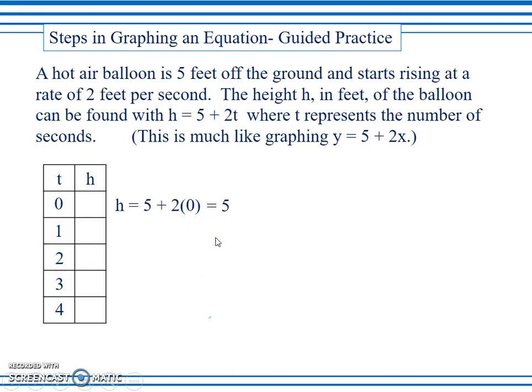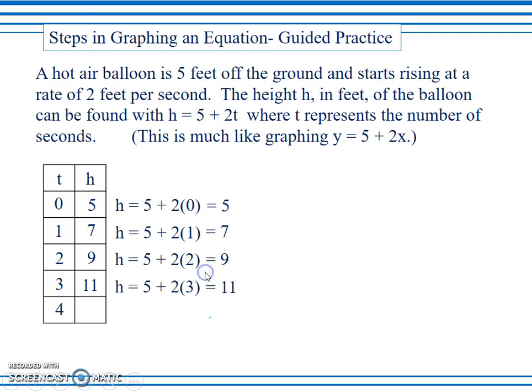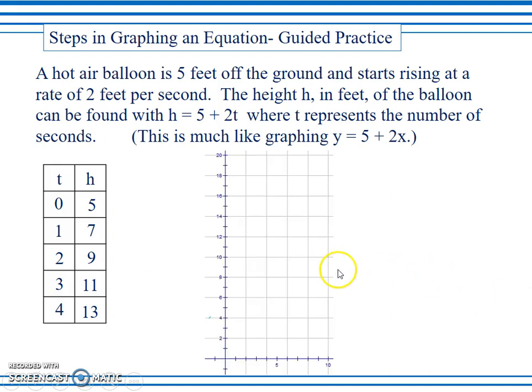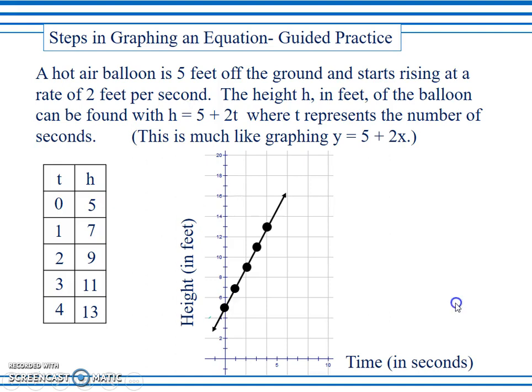So if we plug in our terms, we know if it's 0 seconds, the height is 5 because the hot air balloon is 5 feet off the ground. That's where it starts. And then we're going to substitute in each of the other terms. And now we have our coordinates to plot. So here's our grid, and I've labeled our height in our vertical axis and time in seconds in our horizontal. And I plotted my points. And then I'm going to connect them with a line and remember my arrows.